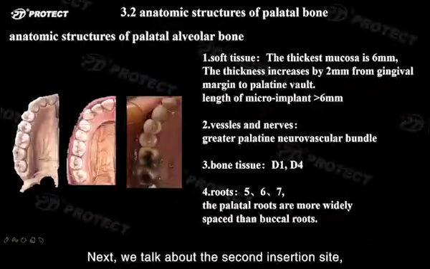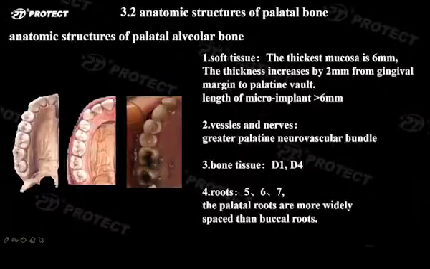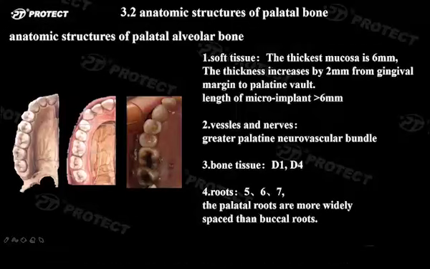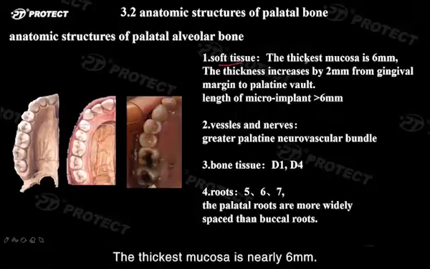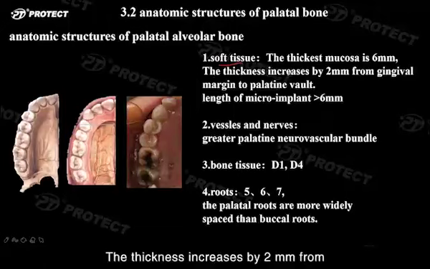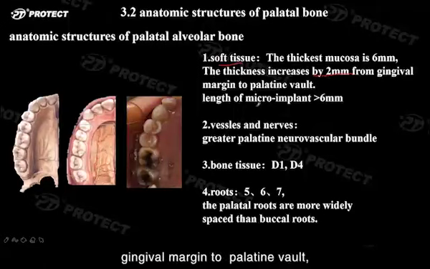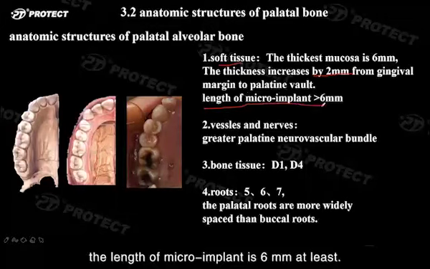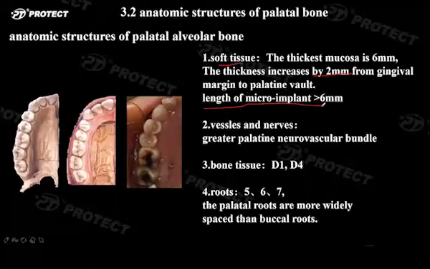Next, we talk about the second insertion site, the palatal alveolar bone. The anatomic structure is reviewed first. Let's start from the soft tissue. The thickest muscle is nearly 6 mm. The thickness increases by 2 mm from the gingival margin to the palatal vault. So the length of the micro-implant should be 6 mm at least.